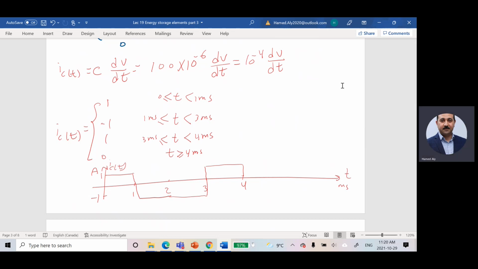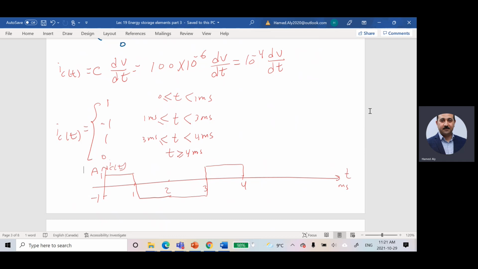In the notes, there is one more problem. If you would like to go over it, it is straightforward. I give you the current, and I asked you to find the voltage. So what we have covered so far, we have already covered the inductor, the capacitor, and the resistor.